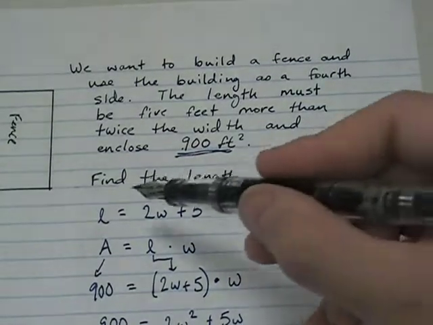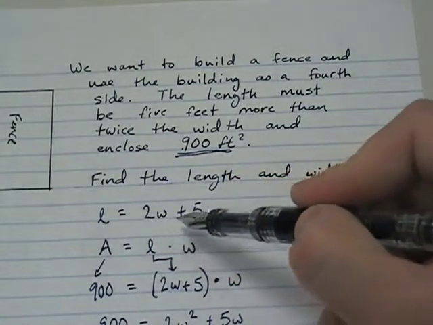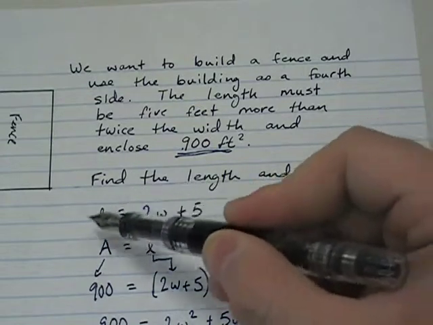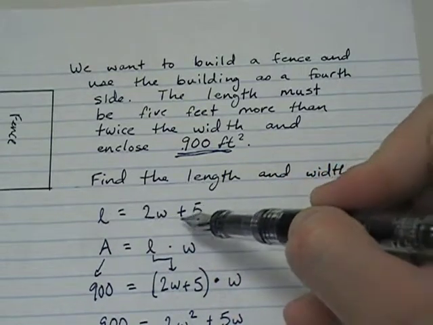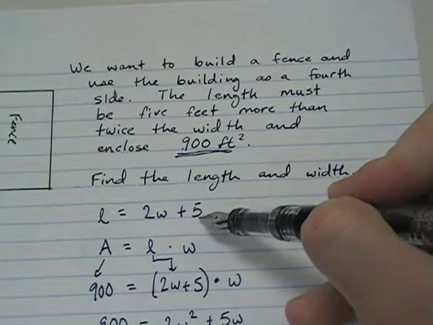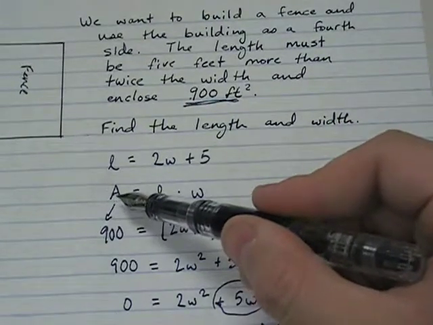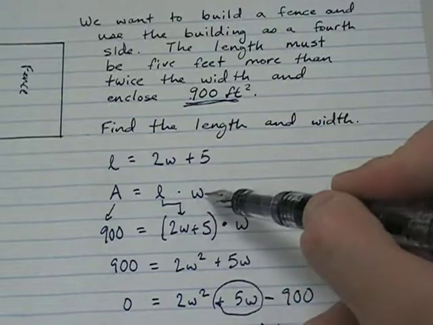So the first thing I write down is L equals 2W plus 5. And what this is telling me is the length is twice the width plus 5 more feet. The second thing I write down is the area formula. The area of a rectangle is length times width.